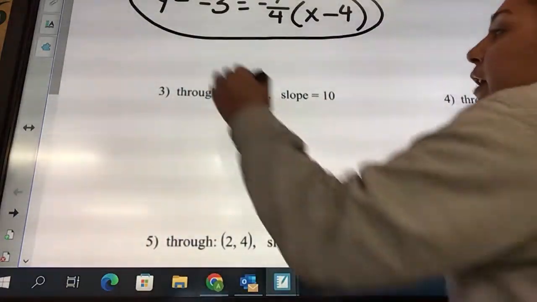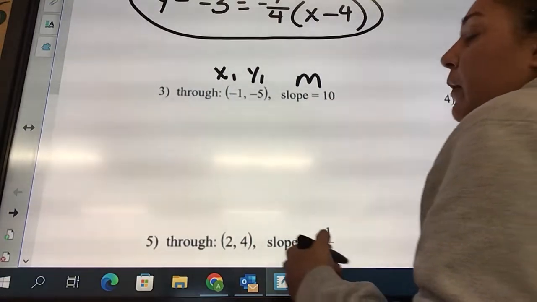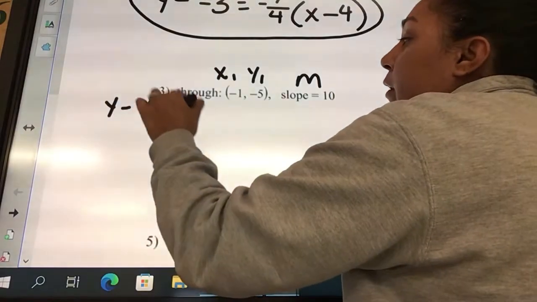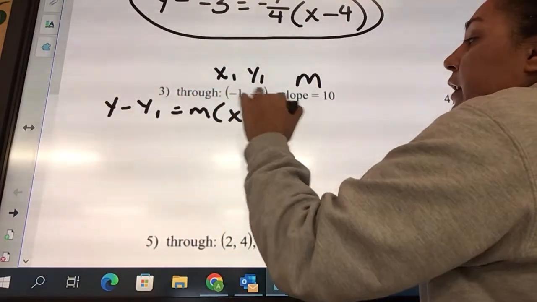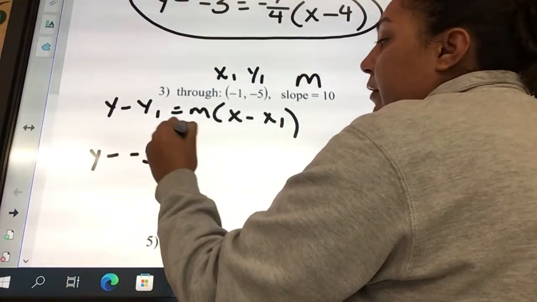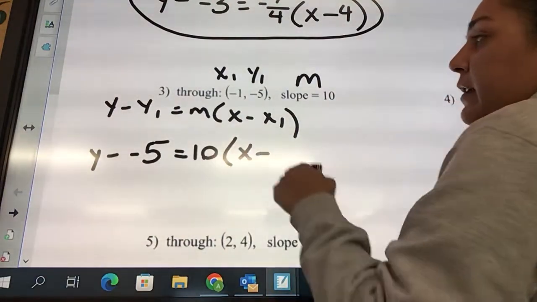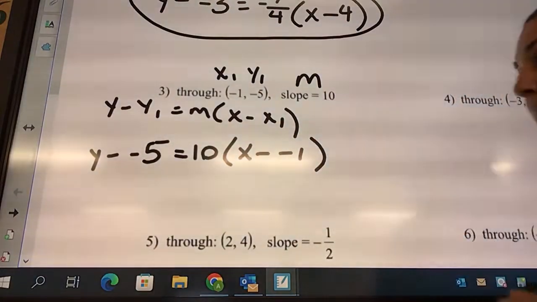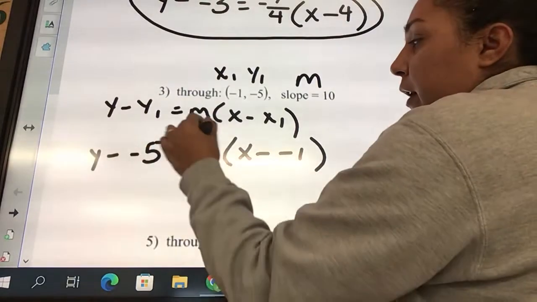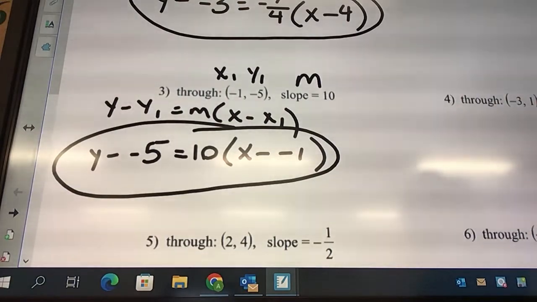So this one we're going to label x1, y1, and m. My formula goes like, and I'm going to write it again just so you can see it, y minus y1 equals m(x minus x1). So I got y minus my y1, which is -5, equals m, which is 10, times x minus x1, which is -1. Now, if you really wanted to, you could say minus minus. That's going to make a plus, but we don't need to today. I just want you to be able to get the stuff in the spots.